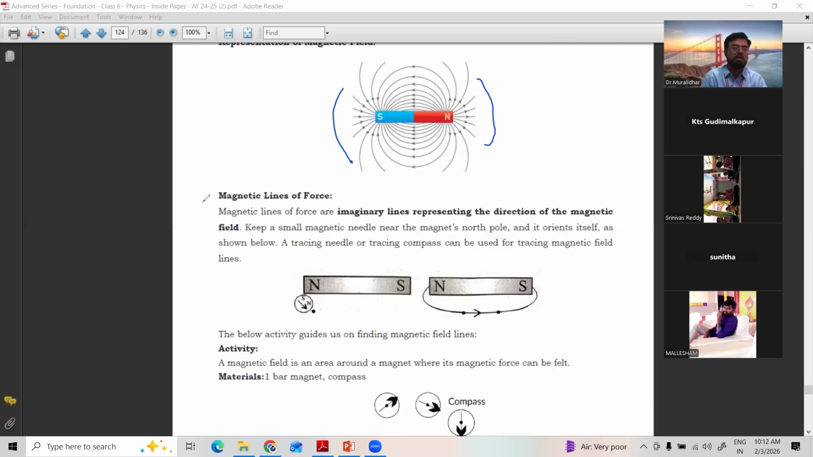These lines are called magnetic lines of force. They always come out from the North Pole and terminate at the South Pole.